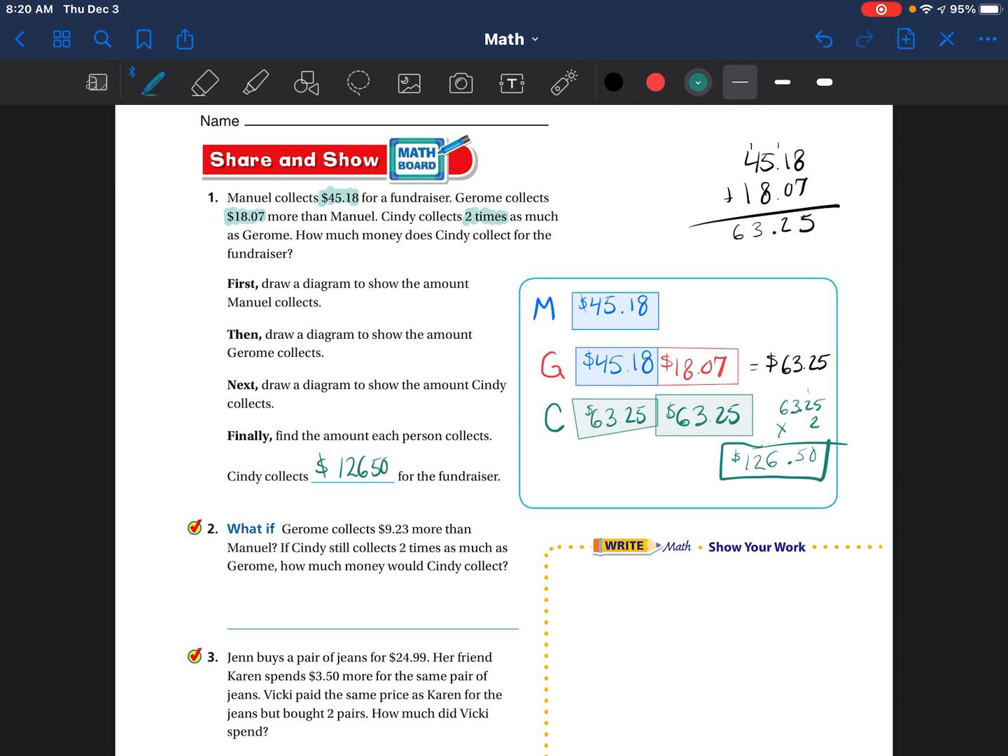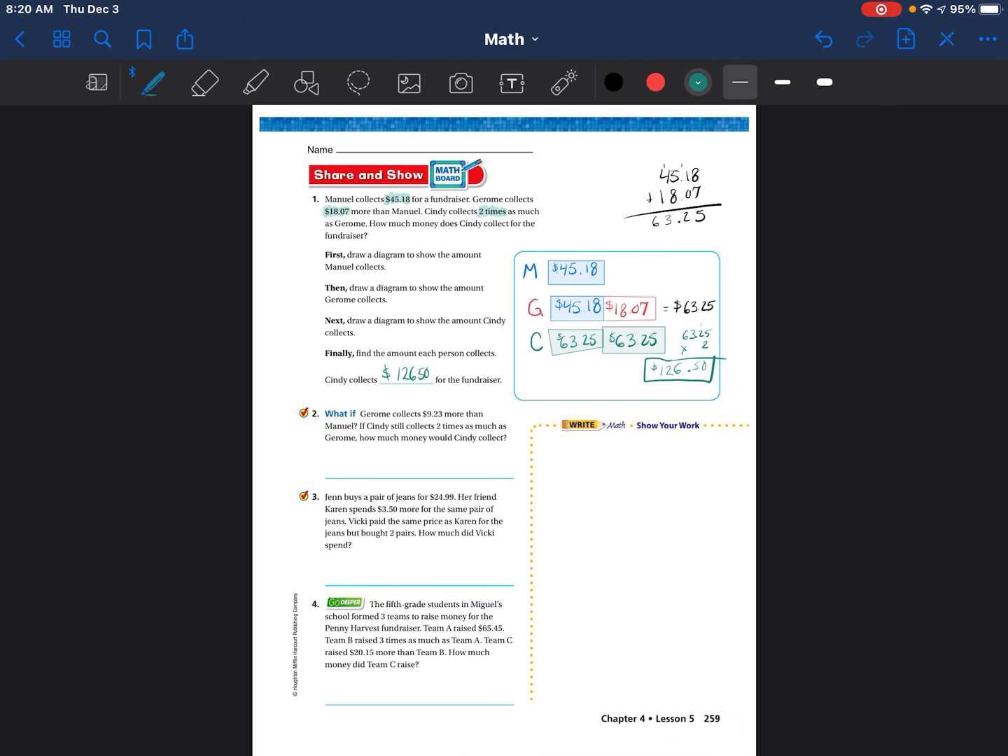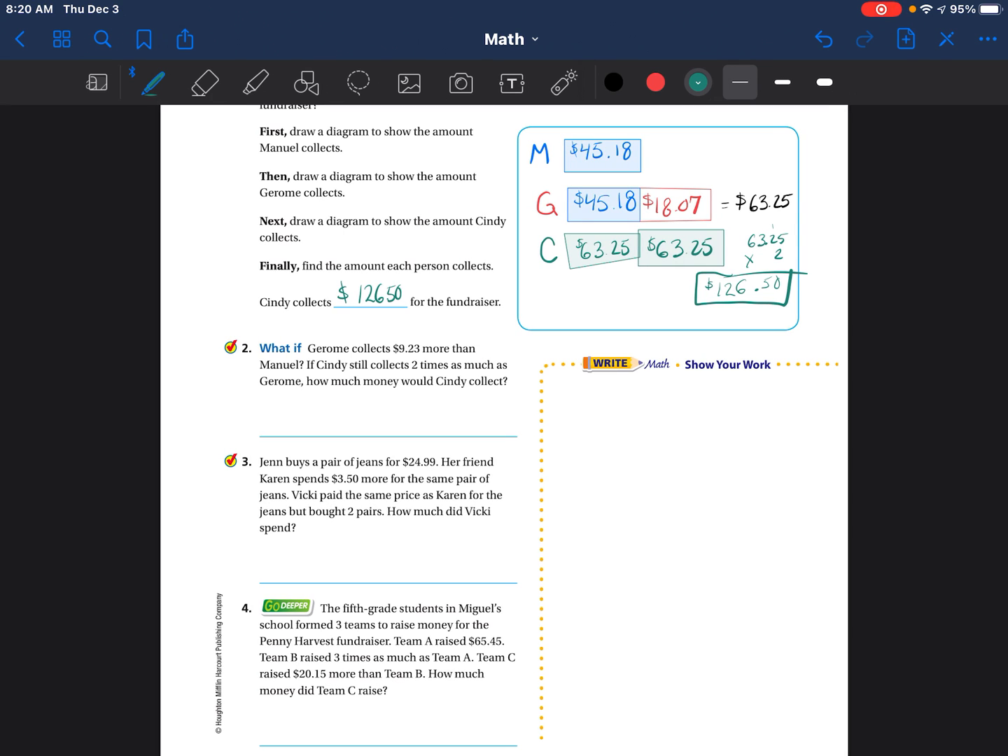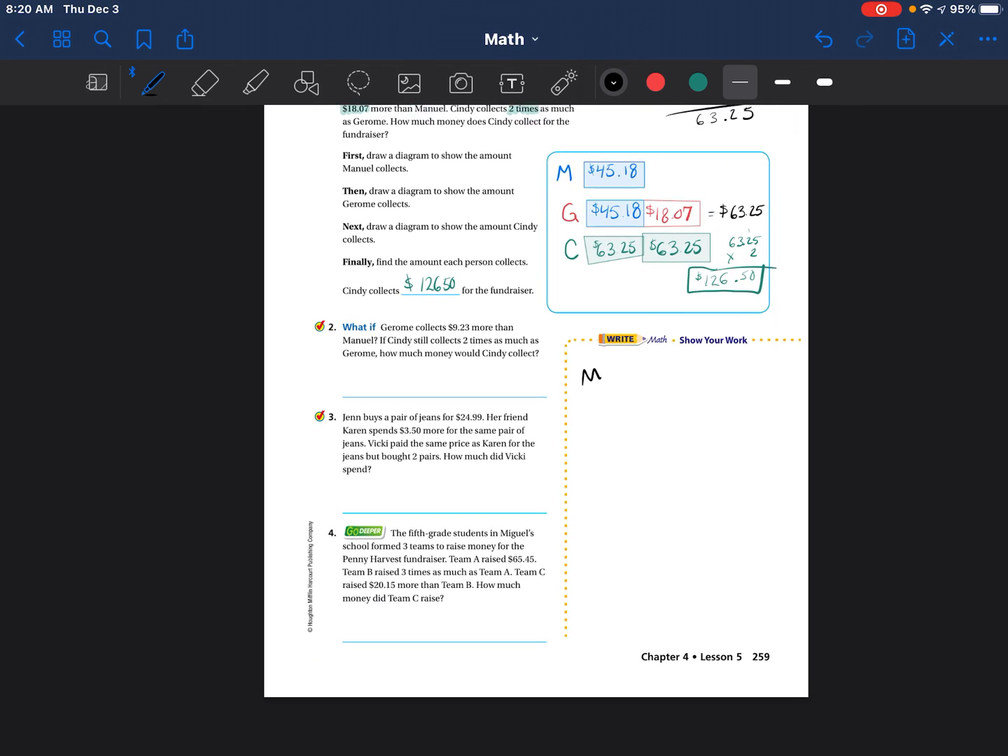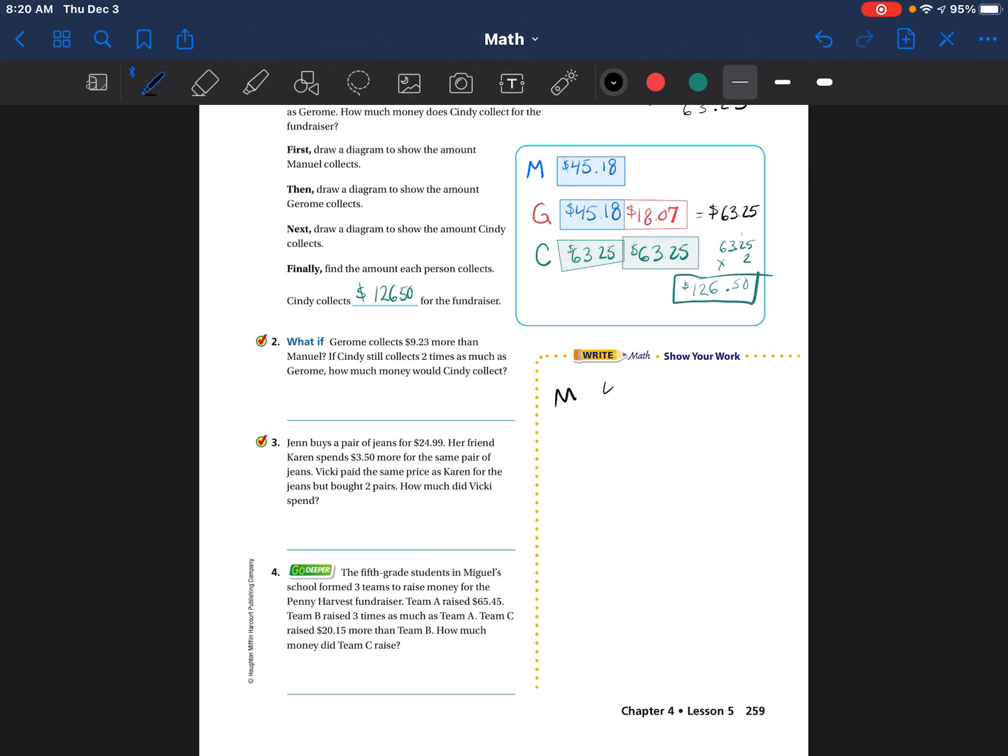Number 2 says, what if Jerome collects $9.23 more than Manuel? If Cindy still collects 2 times as much as Jerome, how much would Cindy collect? Okay, well, that changes our work a little bit. So if we did that, we would have Manuel was $45.18. And then Jerome, they're saying, would have $45.18, but this time it would be plus $9.23.